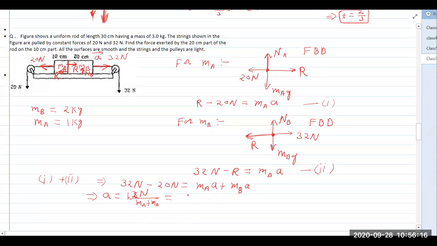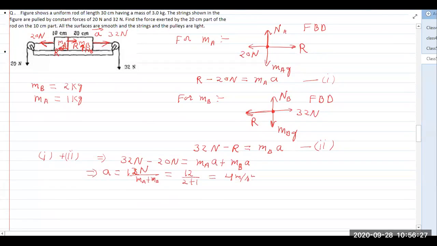So 12 Newton, so 12 by, this is 2 kg, 1 kg plus 2 kg. So 3. So we are getting 4 meter per second square. This is the acceleration. Now for R, we can use any of the equations. Suppose we use this equation. So we have 32 Newton minus R equal to MBA.